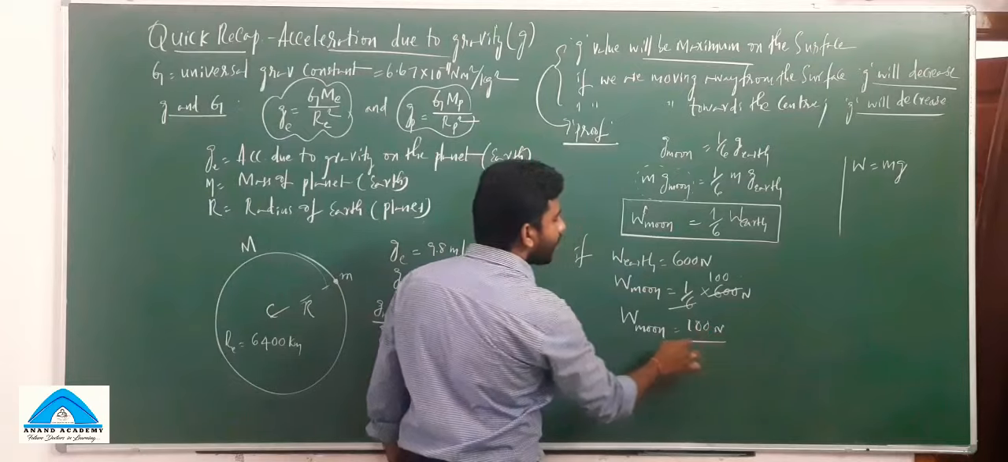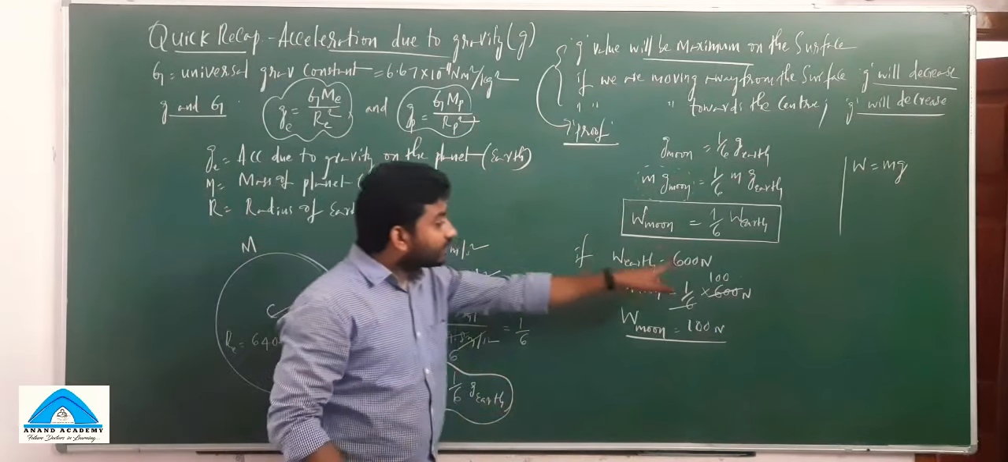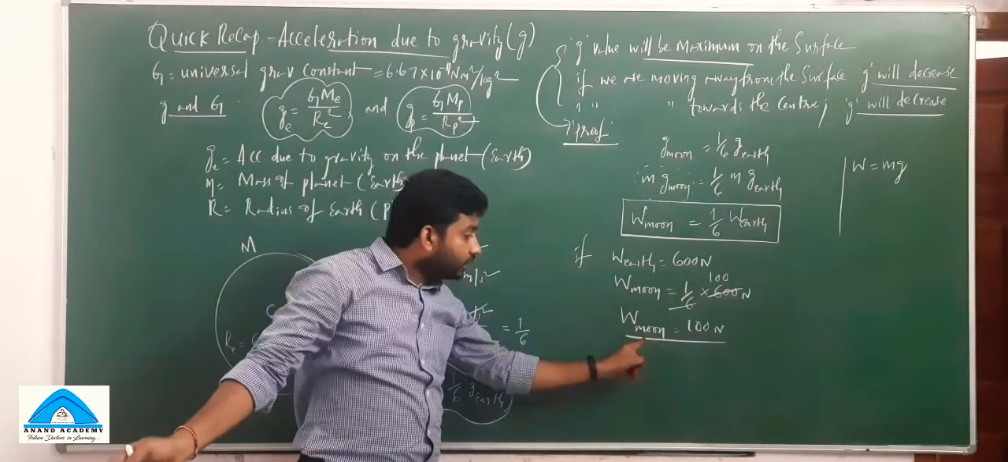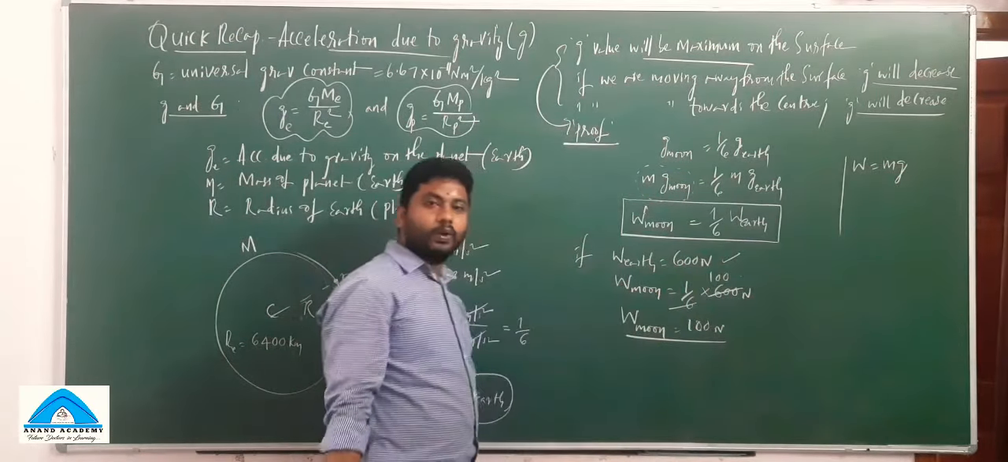Look at here where the weight of the object is more. The weight of the object on the earth is 600 newtons, on the moon it is 100 newtons. So it is more on the earth. Okay.